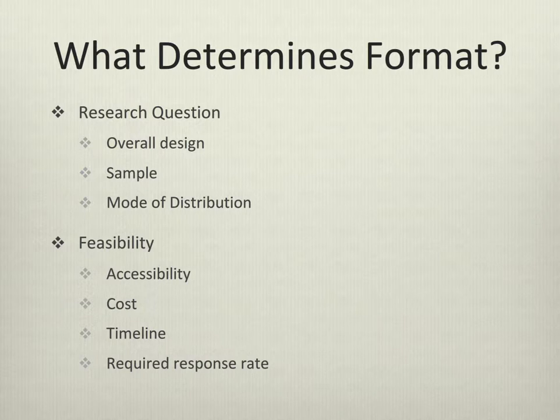Second, feasibility. To whom will you have access? Will you have access to the population you need to sample? What's the cost? That may have a huge impact on your format. As in the case of our class survey, because of our limited budget, we have to do a convenient sample distributed via social media. What's your timeline? We only have 10 weeks, and we can't extend the timeline.